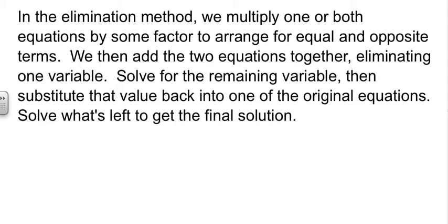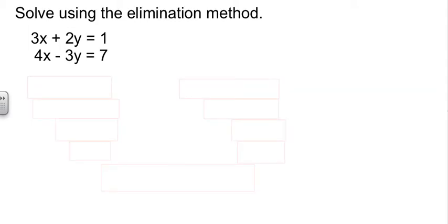Then when you add the two equations together, you eliminate a variable. Now you're able to get down and solve for x or y, whichever, and then substitute that back in and solve again. This is the method that most people like the best because it's the fastest. So we're going to solve this one with the elimination method.